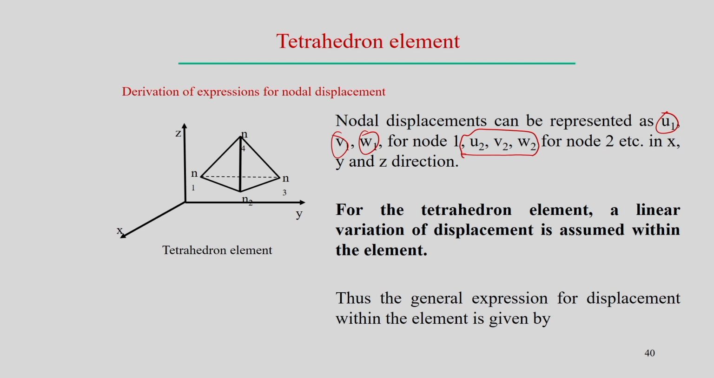Now, for the tetrahedron element, linear variation of the displacement is assumed within the element. So, within the element the displacement varies linearly. That is important: linear variation of the displacement field within one element.